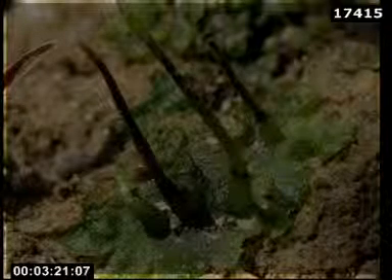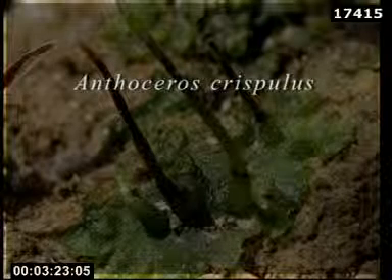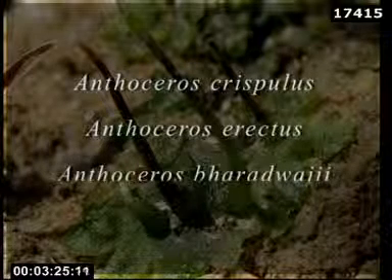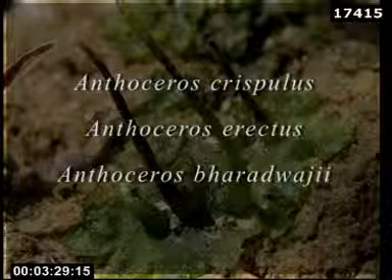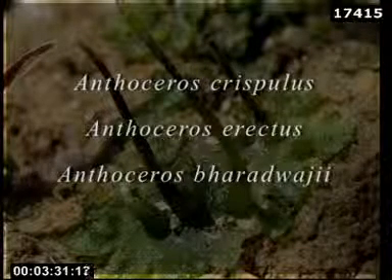Among Indian species, Anthoceros crispulus, Anthoceros erectus and Anthoceros bhardwajae are commonly found in all the major biogeographical regions of the country, which include Eastern Himalaya, Western Himalaya and South India.